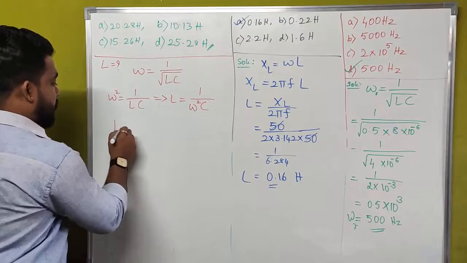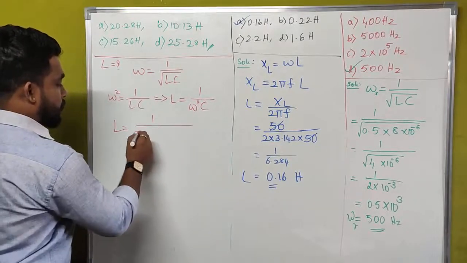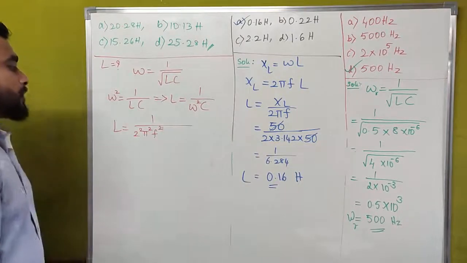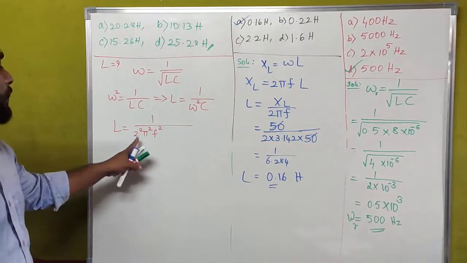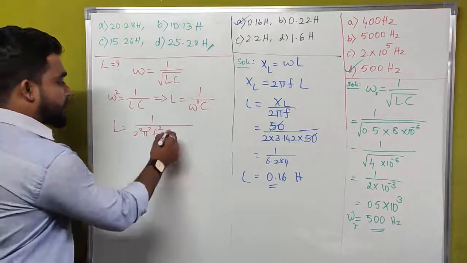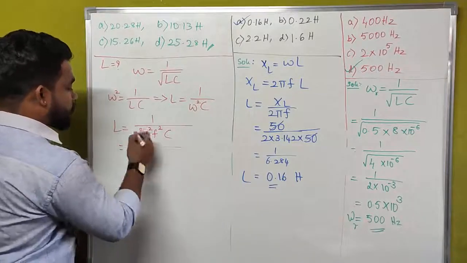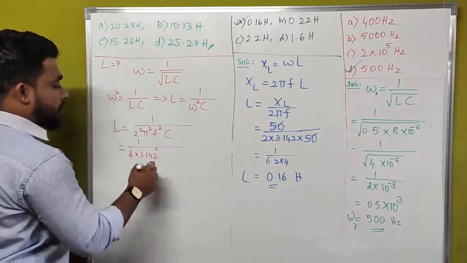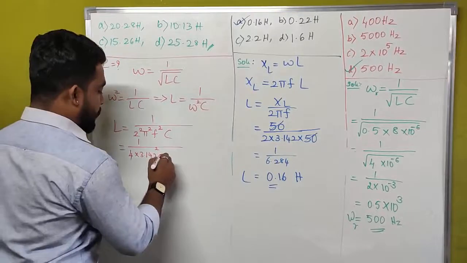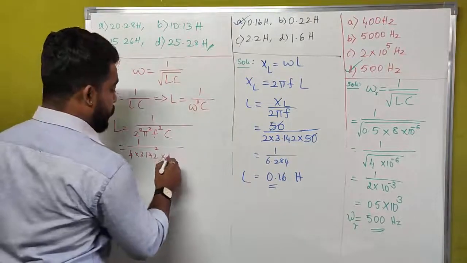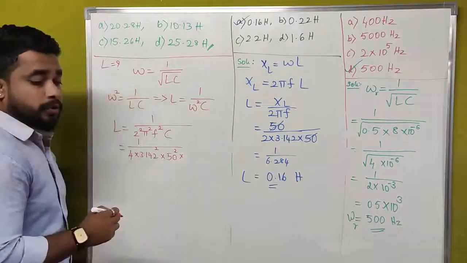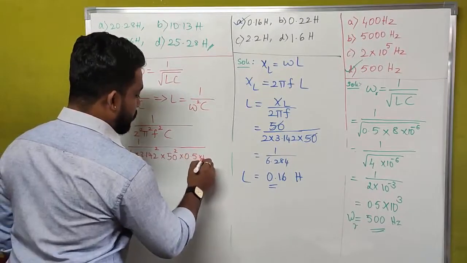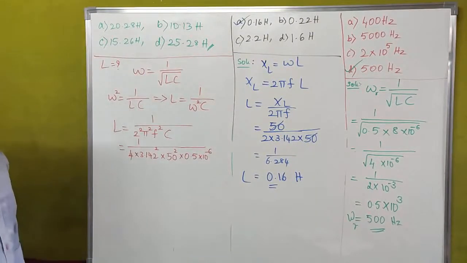If we substitute the values, what is omega square? It is nothing but 2 pi f into whole square, that is 2 square pi square f square. Here we have C. 2 square is 4. Pi is 3.142 whole square. Frequency is 50, 50 whole square. And the value of capacitance is 0.5 microfarad, that is 0.5 into 10 to the power of minus 6 farad.